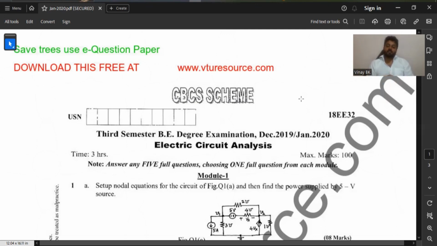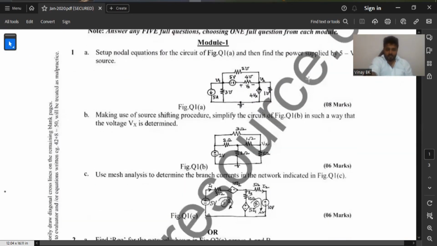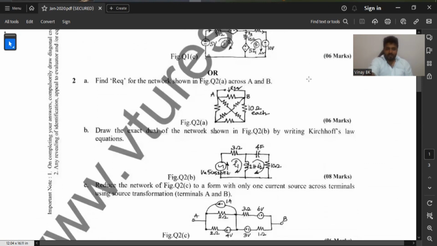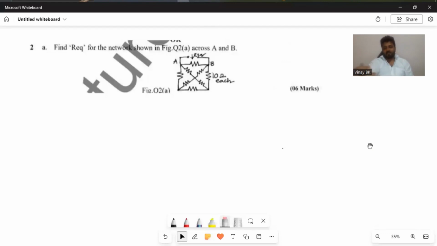So in this video again, let's solve one more problem from star delta transformation from the question paper December 2019-20 of ECA subject. Okay, so let us see the question now. Question number 2A. It looks complicated now. Find R equivalent for the network shown across the terminals A and B, and all the values of resistors are 10 ohm each. Okay, you can see this.